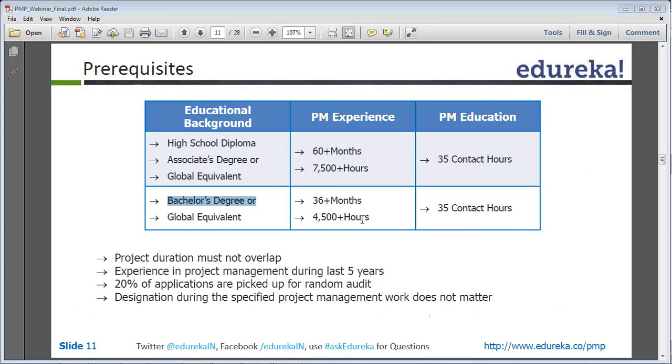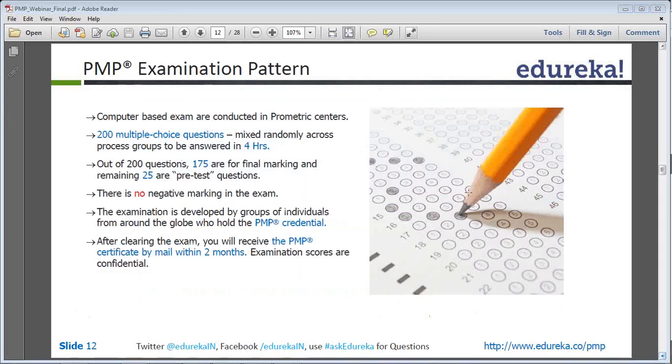So first of all, you have to be a graduate, and with graduation you have to have 4,500 hours of project management role. We will explain what those roles are.